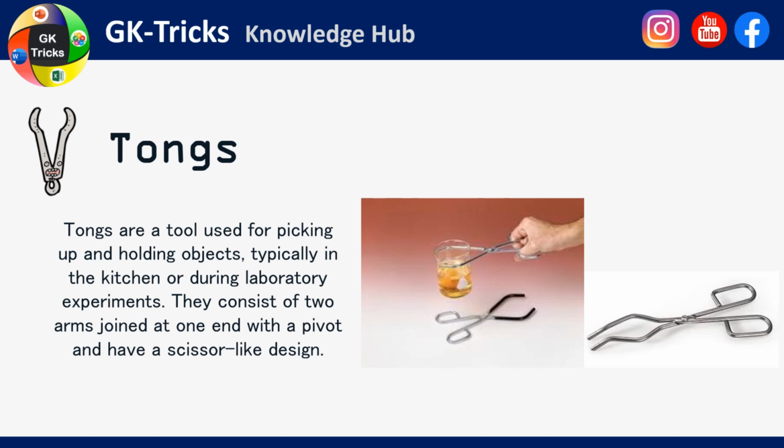Tongs. Tongs are a tool used for picking up and holding objects, typically in the kitchen or during laboratory experiments. They consist of two arms joined at one end with a pivot and have a scissor-like design.